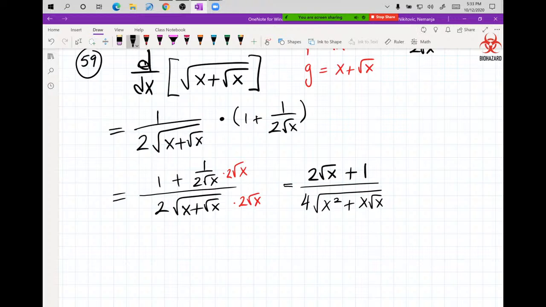You really don't have to rationalize because we don't know what x is. I mean, x could be 4, and if x is 4, then all of this nicely simplifies. So I would not simplify it further because I don't have the value for x. So we can leave it like this.